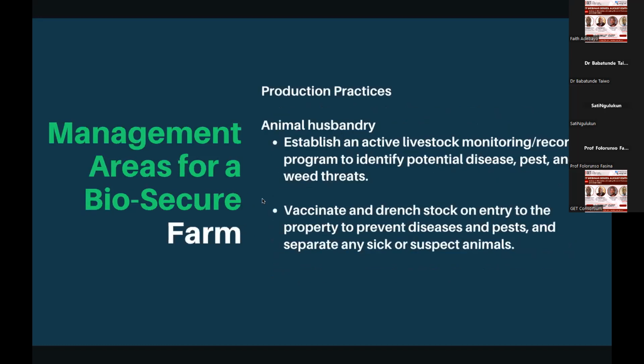Part of biosecurity is also an established, active livestock monitoring and record keeping. This might not seem obvious, but once you don't have the data in your farm, you don't have the records in your farm, it's difficult to know what you've done and what you have not done. How many of your livestock are vaccinated? How many of them are not vaccinated? Which kind of vaccines do you give? So part of the biosecurity measures we encourage within farms is proper recording. You vaccinate and drench stock on entry to prevent the spread of disease and of any sick or suspected case.